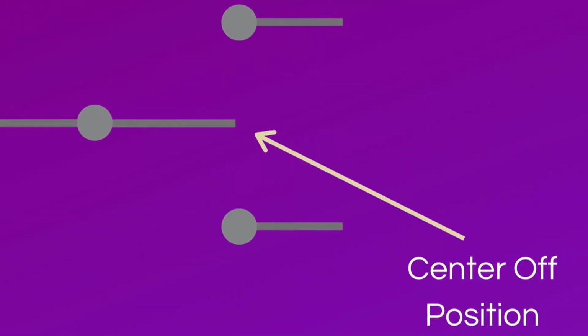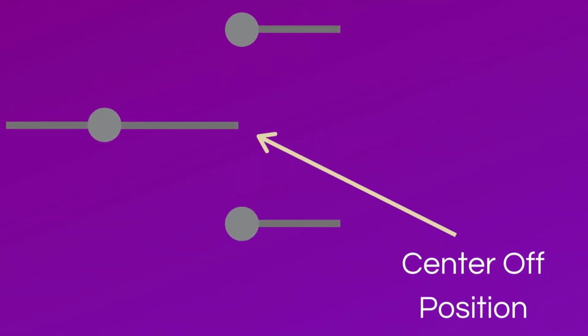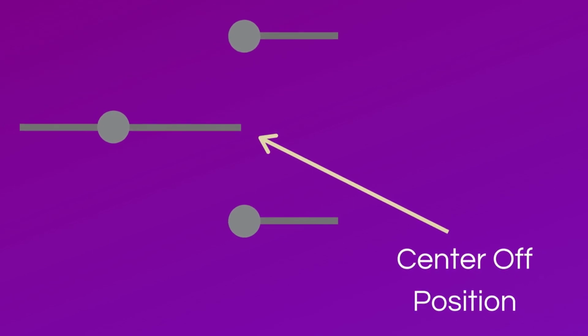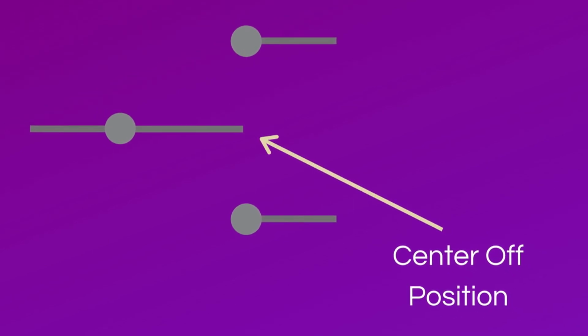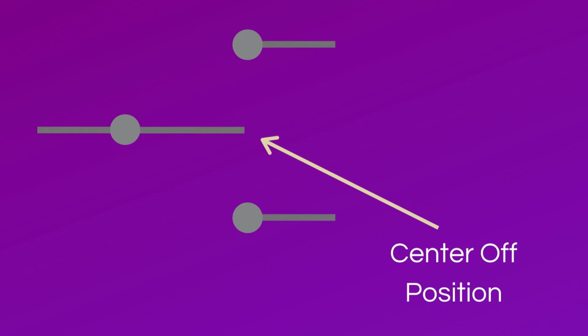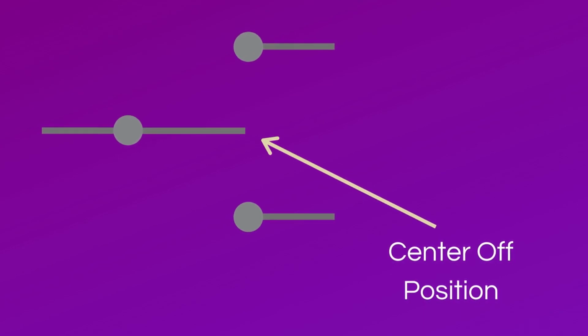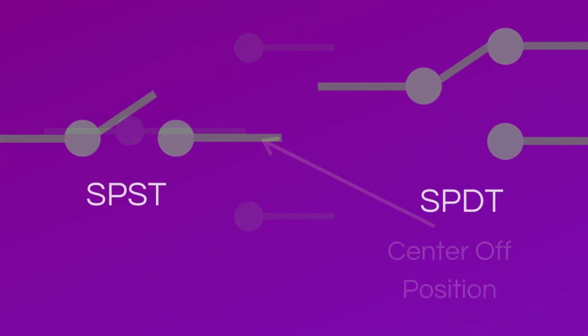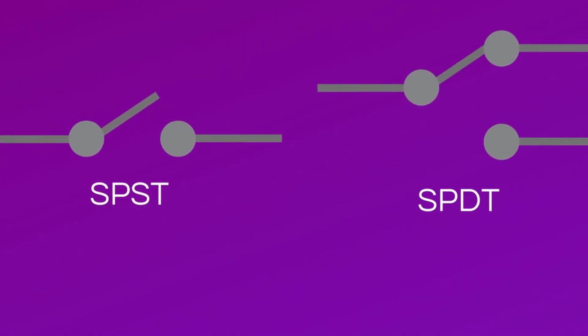The last piece of basic switch terminology you should be aware of is the center-off position. The center-off position is an additional position where the pole does not connect to any throws. Now let's discuss common pole and throw configurations you may see.